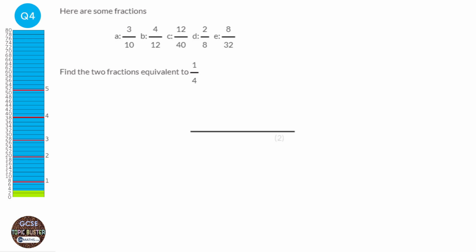To find if a fraction is equivalent to a quarter, you can multiply the numerator by 4 and it should match the denominator. So 1 times 4 is 4 and that matches the 4 at the bottom. So 3 times 4 for this first fraction is 12, well that doesn't match. 4 times 4 here is 16, well that doesn't match. 12 times 4 here is 48, that doesn't match. 2 times 4 is 8, so that does match. So our first answer is D.